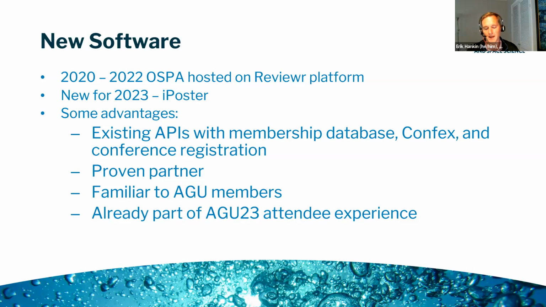Some of the advantages that we have with iPoster is that they've done the tough work in terms of being able to talk with ASU's membership database and some of our data there, which can be messy, especially when it comes to Convex, which can be messy data, as well as a conference registration platform. So some of the hardest things that we would have to deal with in any new build, and even in our third year with Reviewer, we were having difficulty with single sign-on or updating things within OSPA as it related to updates in the scientific program.